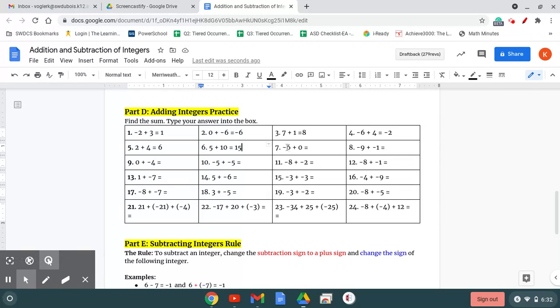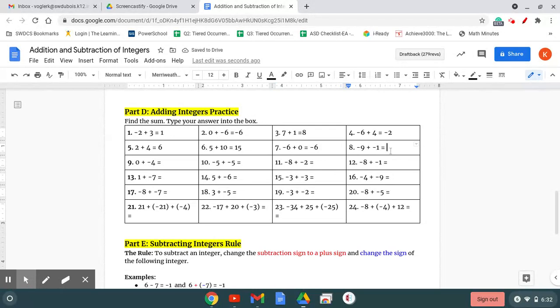Number 7, -6 plus 0. Go ahead and do this one on your own. All right, so we already did this one at number 2. If you notice, it's just the order of the numbers is switched around, which is the commutative property. So any number plus 0 is just that number. So -6 plus 0 is just -6.